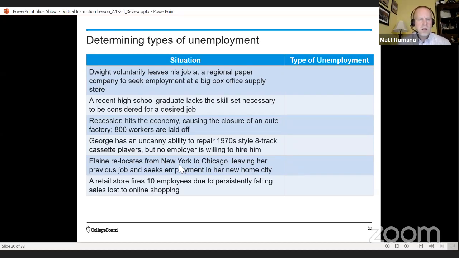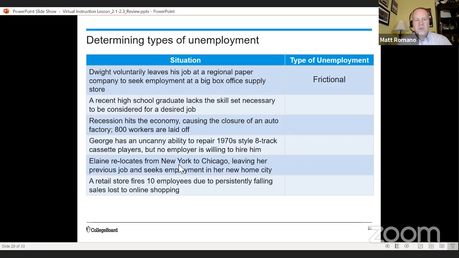So first one, Dwight voluntarily leaves his job at a regional paper company to seek employment at a big box office supply store. So Dwight, he's a successful salesman. He's done really well, but he thinks, you know what, I'm going to go do this other thing. So he's leaving his job, seeking it. He's between two things. That makes him frictionally unemployed for that time period where he's seeking a new job.